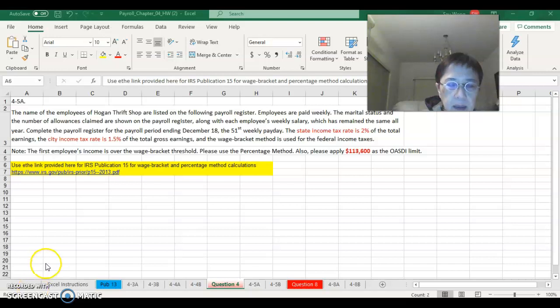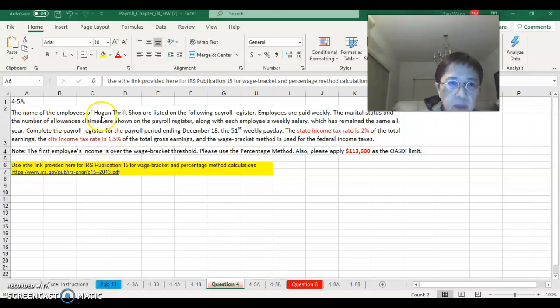Hello, welcome back. Let's continue with question 4-5B. Before we go to 4-5B, let's read the question for question 4. Question 4 is the same for question 4-5A and question 4-5B.